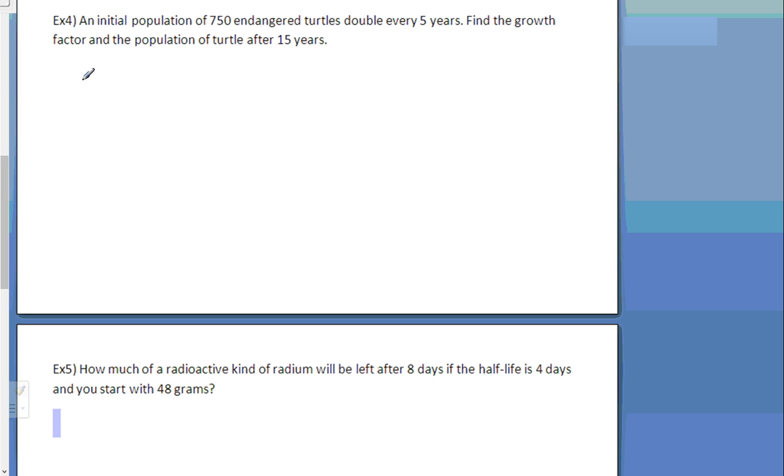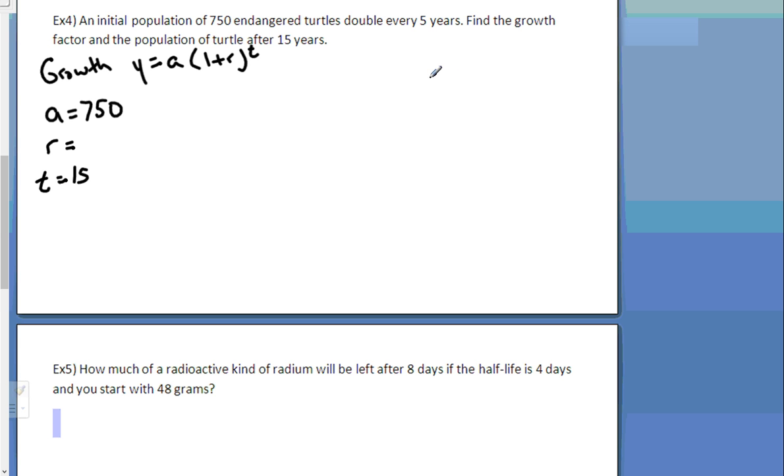All right, first of all, the turtle population is getting bigger, so it's going to be a growth formula, right? Which is y equals a times 1 plus r to the t. All right. A, R, T. A is initial amount. Okay, I started with 750 turtles. The rate, I'm going to come back to this in a minute, but the time is easy, 15 years, right? All right, so let's talk about doubles.